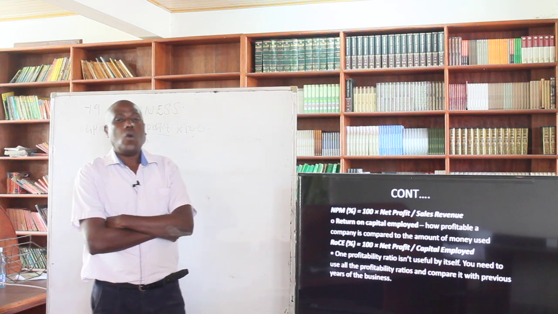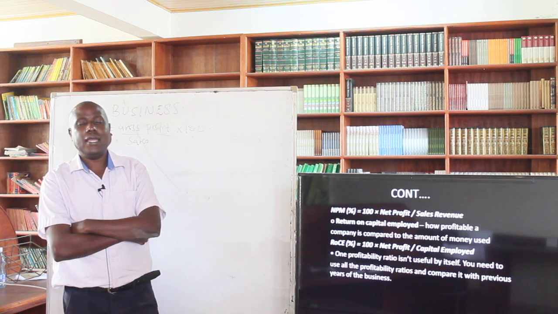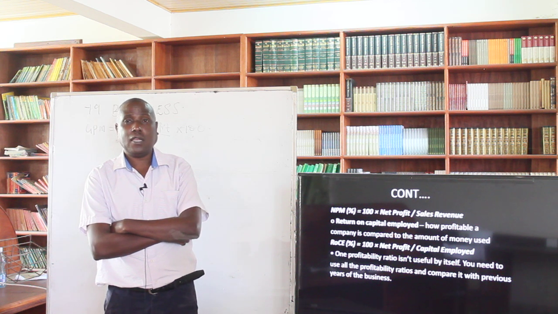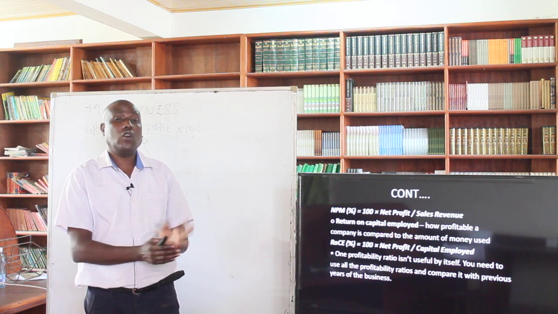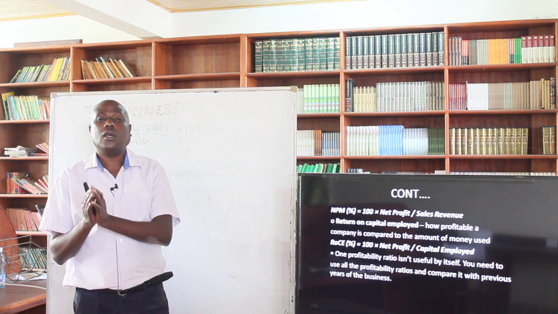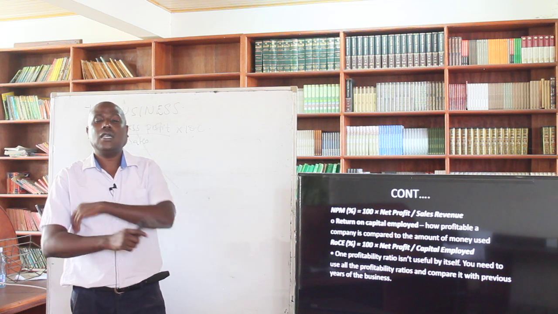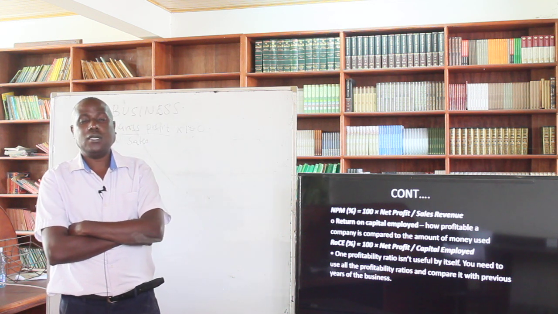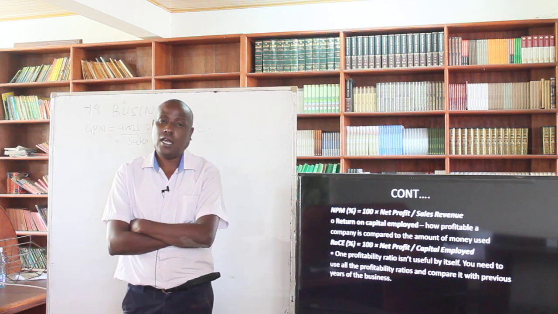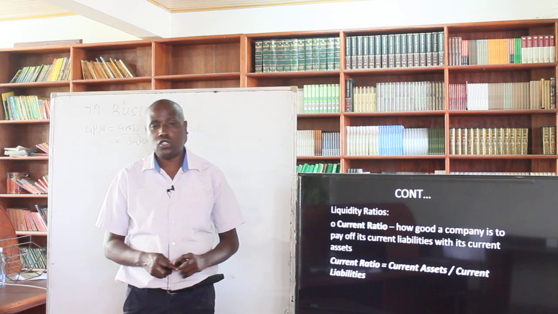Now, one profitability ratio is not useful by itself. What are we saying? We cannot just take the gross profit margin and say we can use it to make decisions. No, we cannot use the rate of return on capital employed to make decisions. We have to compare, we have to use various ratios. So you need to use all the profitability ratios and compare them with previous years of the business to be able to come up with a concrete decision.